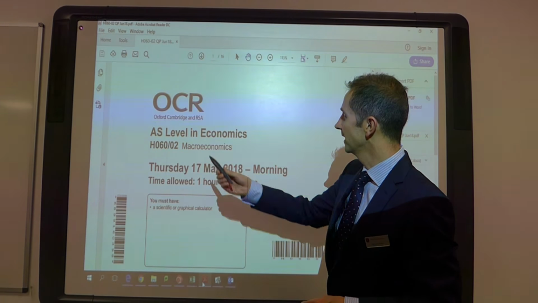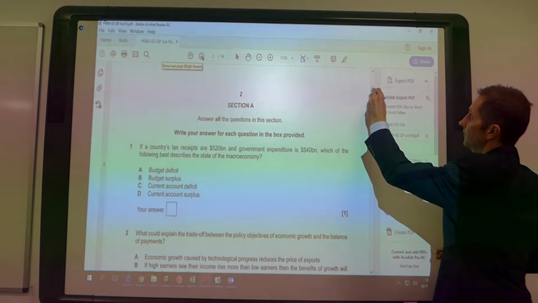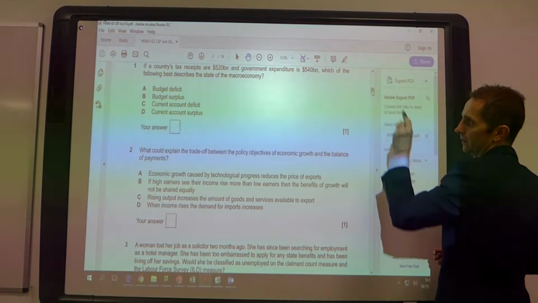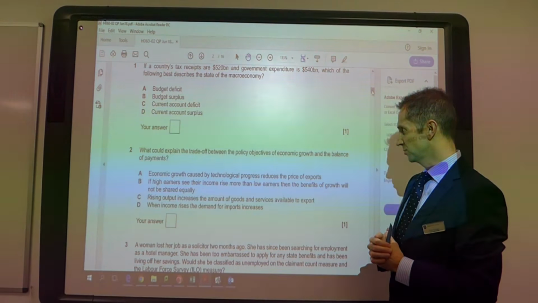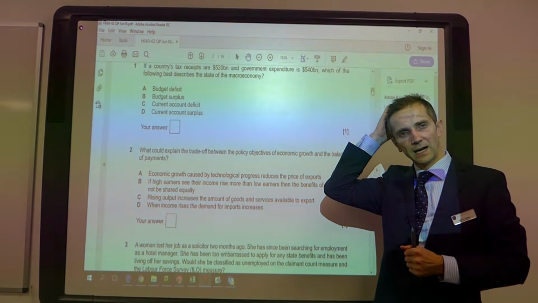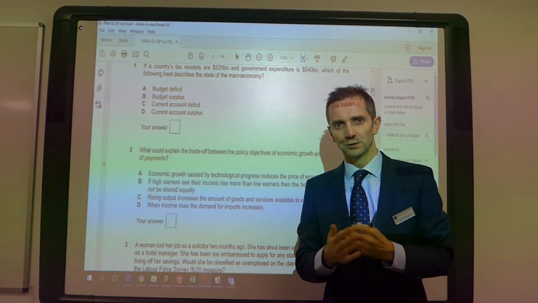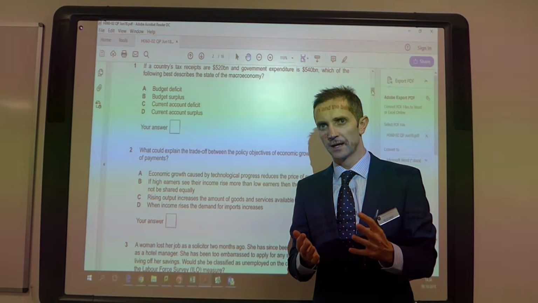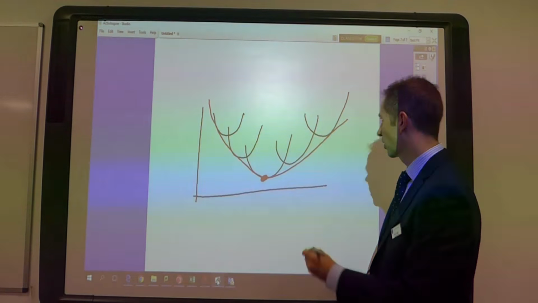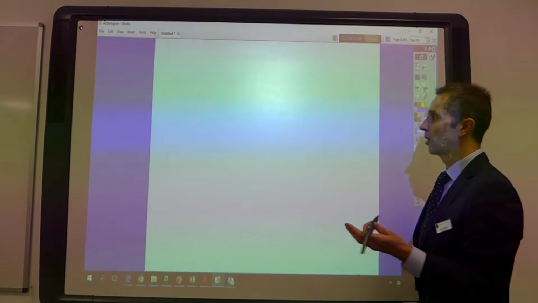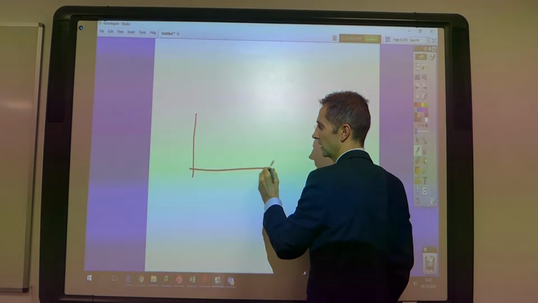Okay, so here we have it, the AS Macro, question 2. Let's have a look. What could explain the trade-off between the policy objectives of growth and the balance of payments? So, you'll all be familiar with this term trade-off, particularly, and probably more commonly, with regards to the Phillips curve.